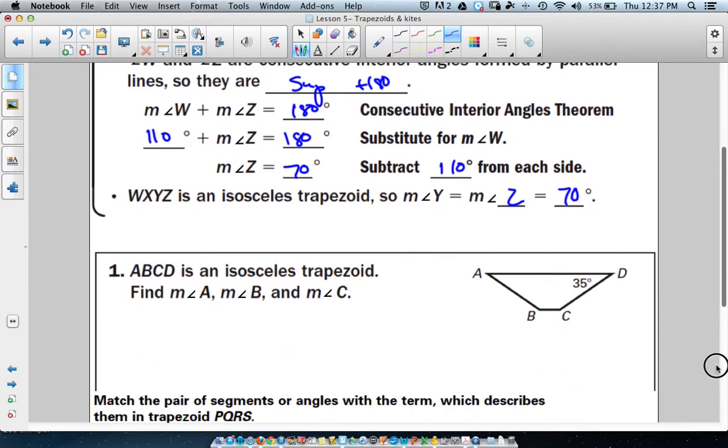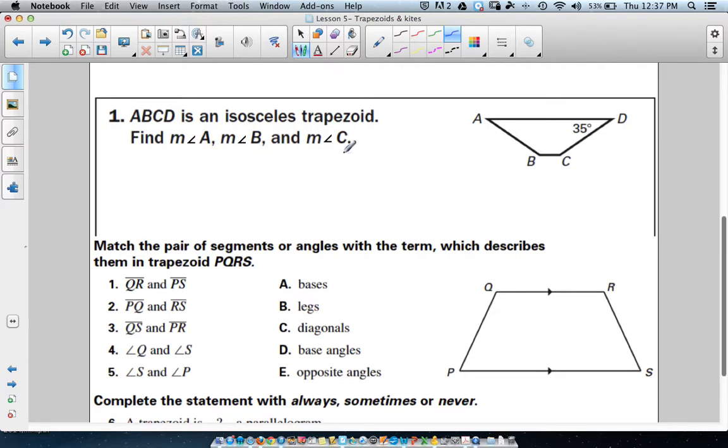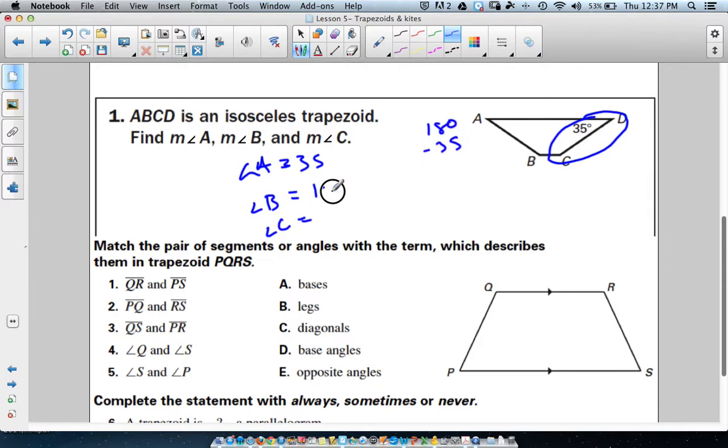Let's see here. Same issue here. We can find out A, B, and C if we wanted to. Measure of angle A is going to be 35 also. Angle B and angle C are both going to be supplementary with this, which adds to 180. We have 180 minus 35. We're going to get 145 and 145 here.